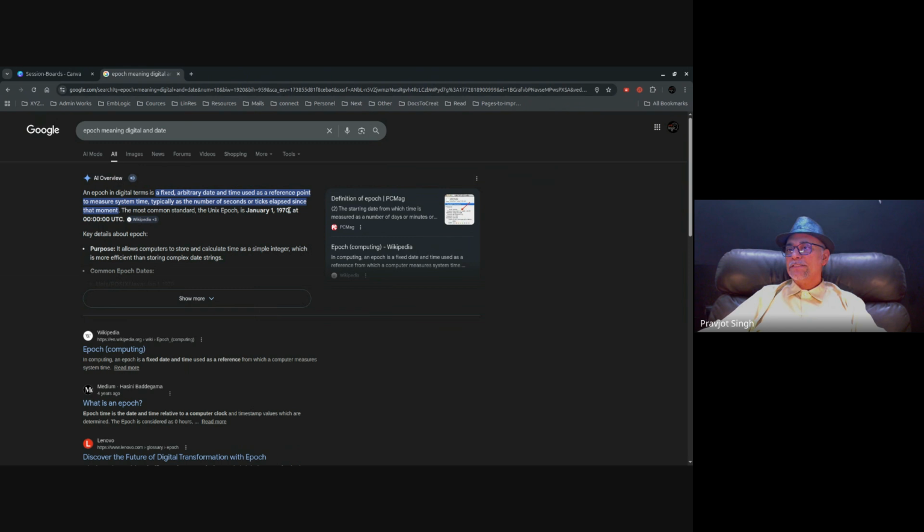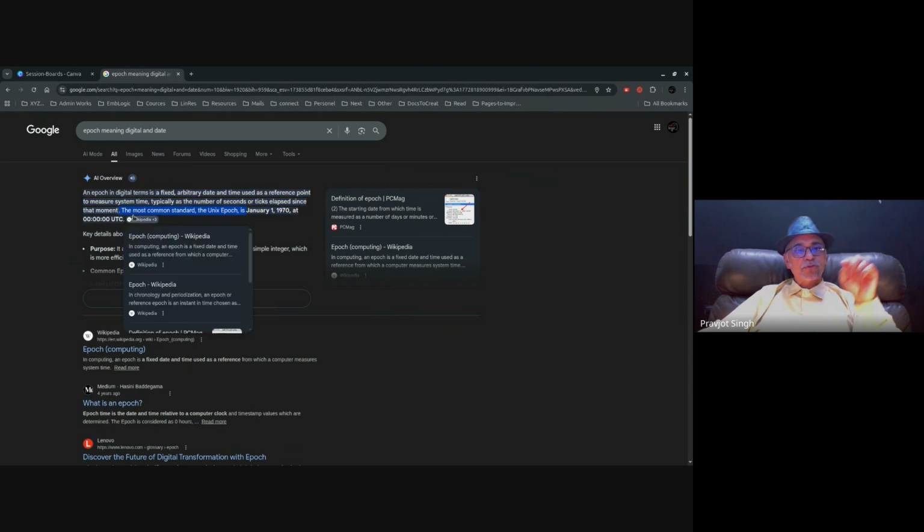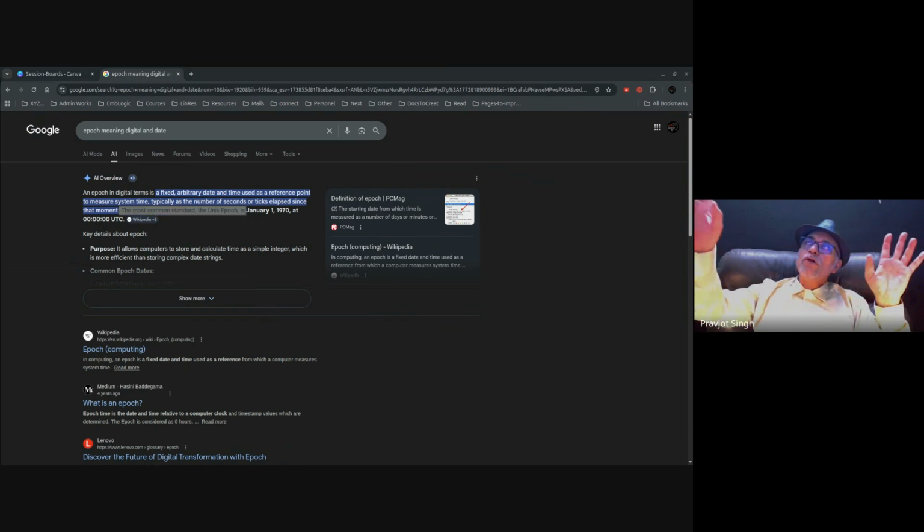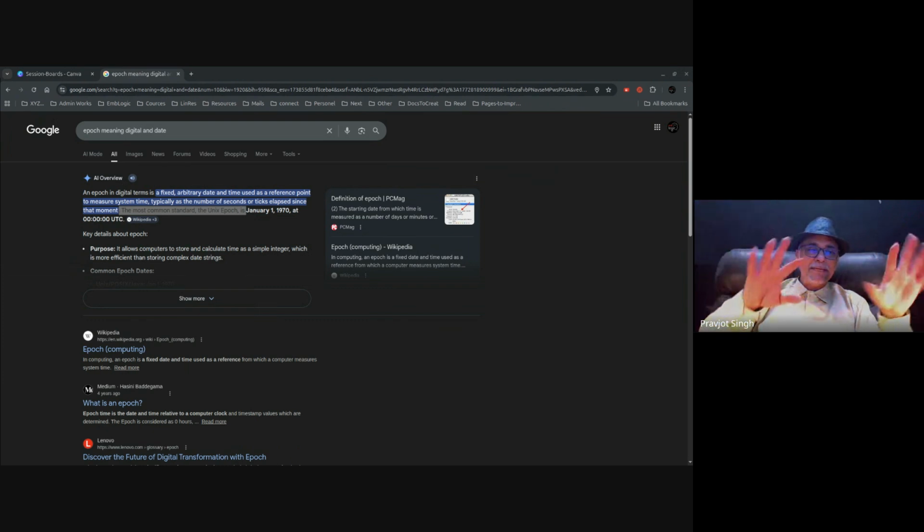First January 1970, there it is. Unix epoch. The most common standard is January 1, 1970 at UTC. This is the beginning of digital time. So the system time that we use in our computer does not follow the wall clock time, hour, minute, second, Sunday, Monday, January, February. No, it follows this time.